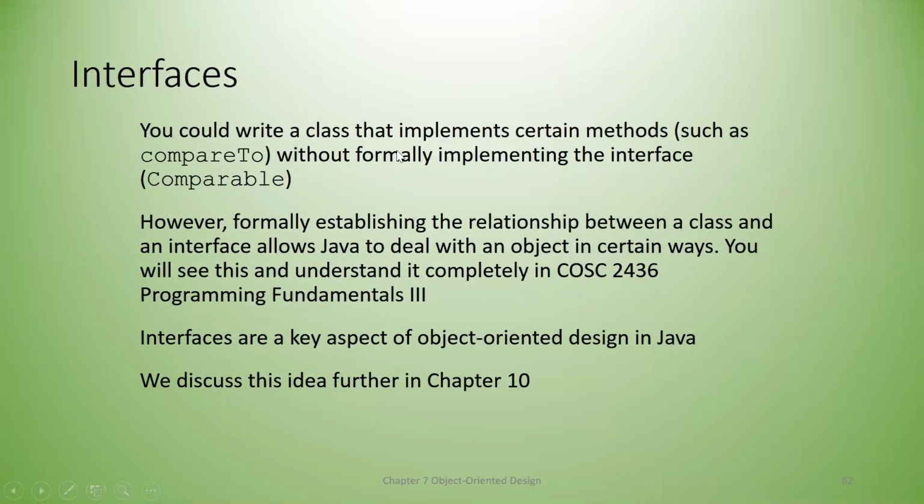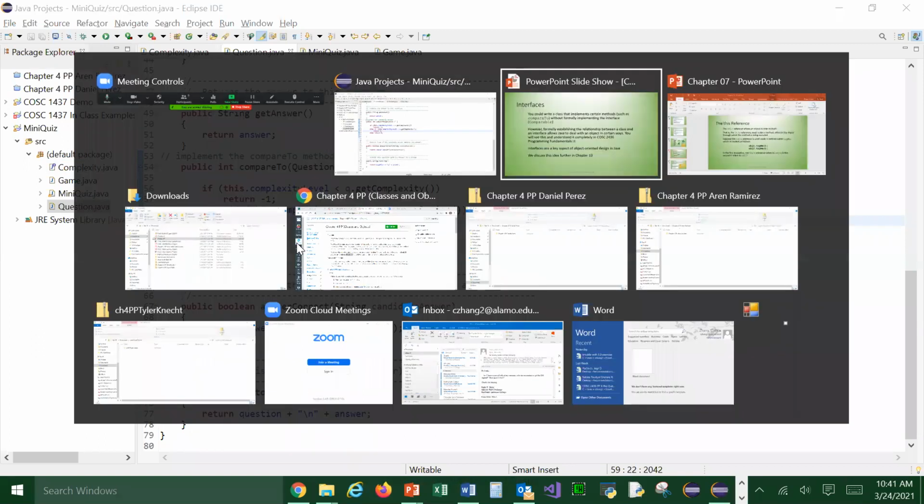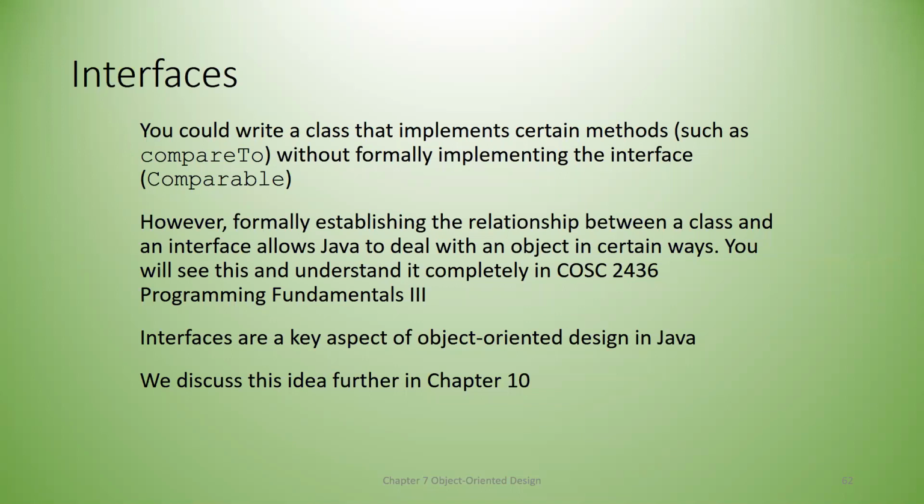This is saying you could write a class that implements certain methods such as compareTo without formally implementing the interface Comparable. You don't have to say you're implementing Comparable, but formally declaring it makes you a Comparable object. You can use it in a certain way and the user can look at it and know immediately that you have a compareTo method. Those are benefits you don't quite understand yet, but gradually you will understand it completely in COSC 2436, the next class.